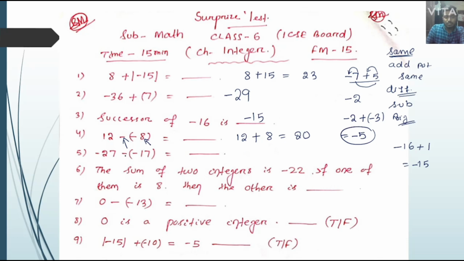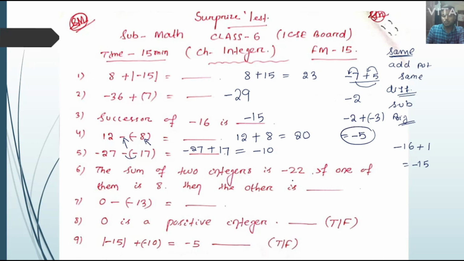Minus 27, here also minus and minus, so plus. So that is minus 27 plus 17. Here different sign, so subtract. So 10, and the big number's sign is minus. Okay. Now next question number 6.